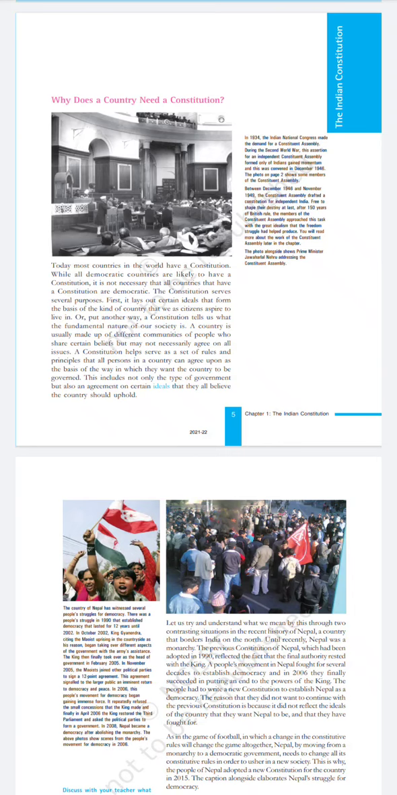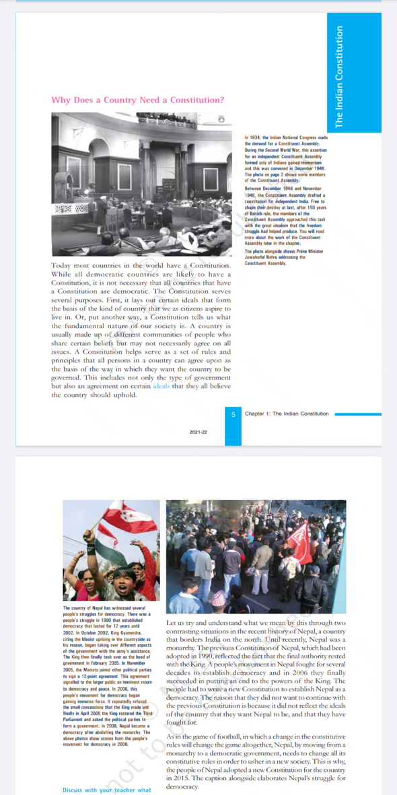Today, most countries in the world have a constitution. While all democratic countries are likely to have a constitution, it is not necessary that all countries that have a constitution are democratic. The constitution serves several purposes. First, it lays out certain ideals that form the basis of the kind of country that we as citizens aspire to live in. Or, put another way, a constitution tells us what the fundamental nature of our society is.